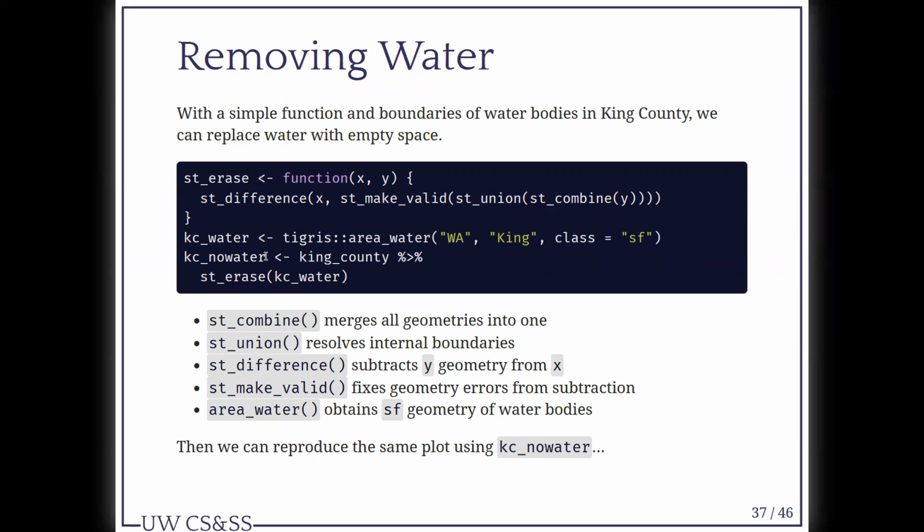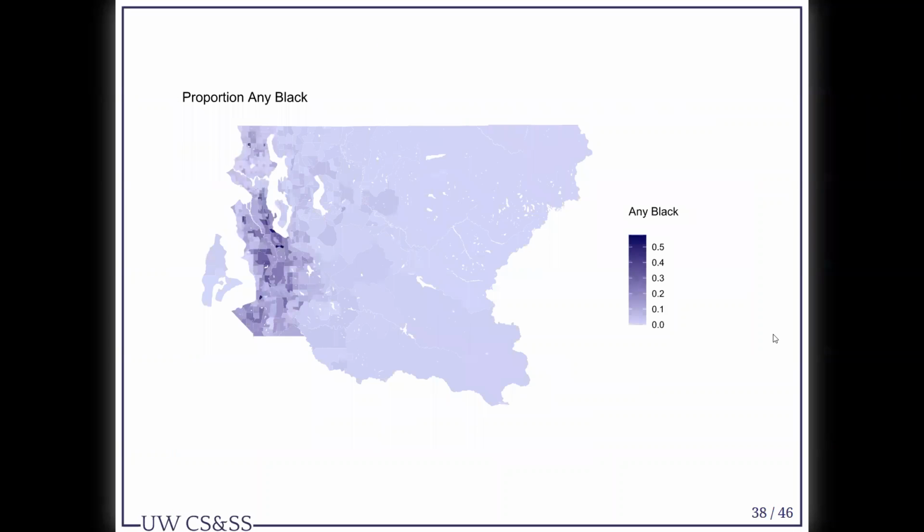And then I assign to the kc_no_water data frame the King County data frame, and then erase the kc_water data frame. And so this will make the kc_no_water data frame. And when we plot it, now it looks a lot more like Western Washington. And I can be like, yeah, this is where we are right now.